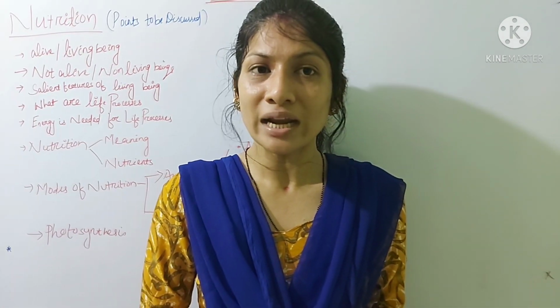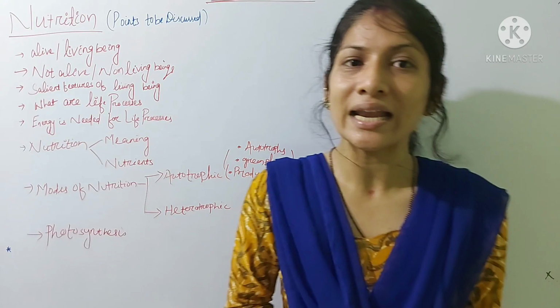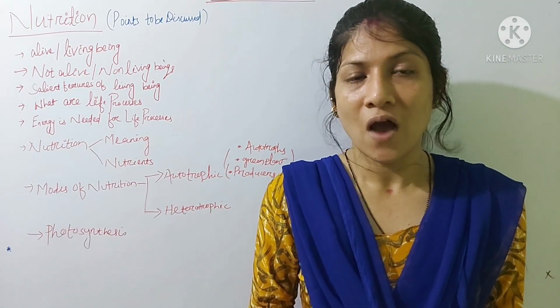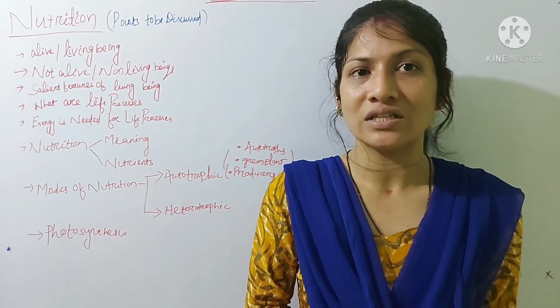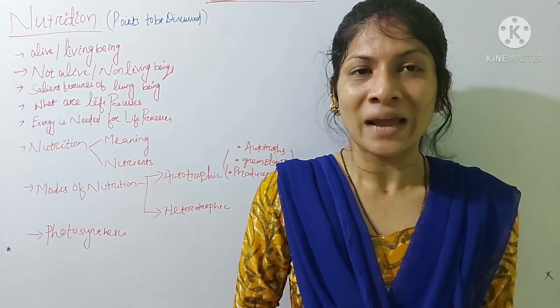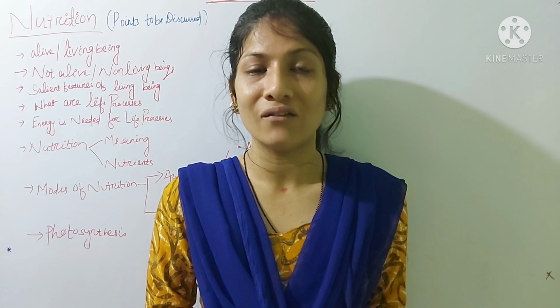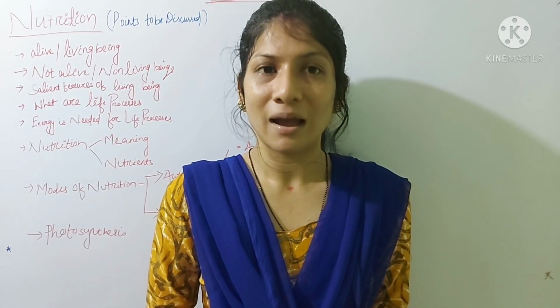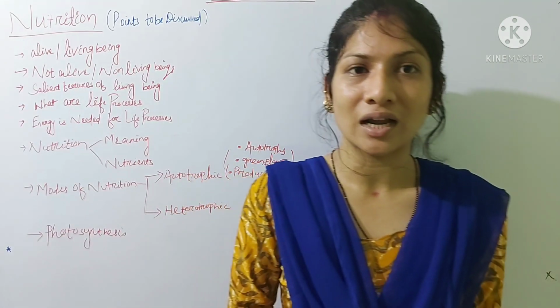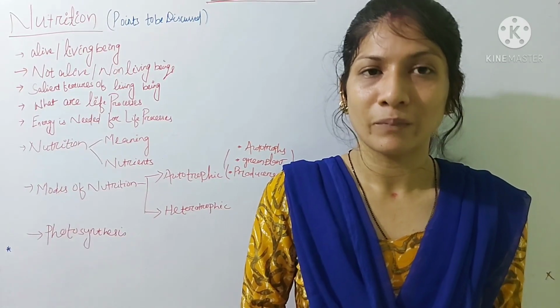And what is a nutrient? A nutrient is the basic organic or inorganic substance obtained from the surroundings, which is called a nutrient. That means what are the different nutrients? Different nutrients are carbohydrates, proteins, fats, lipids, then vitamins, then water. These are the different nutrients.